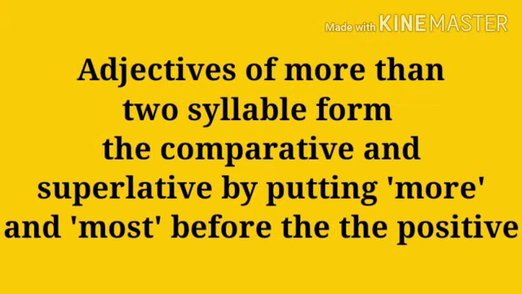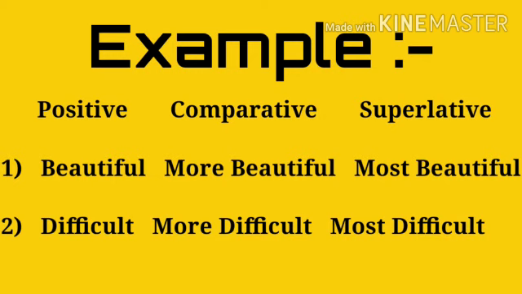Adjectives of more than two syllables form the comparative and superlative by putting more and most before the positive. See, for example, beautiful, more beautiful, most beautiful. The next one, difficult, more difficult, and most difficult. So in these examples, we have added more in the comparative degree, and in the superlative degree, we have added most. Understood, children? Now see the next rule.